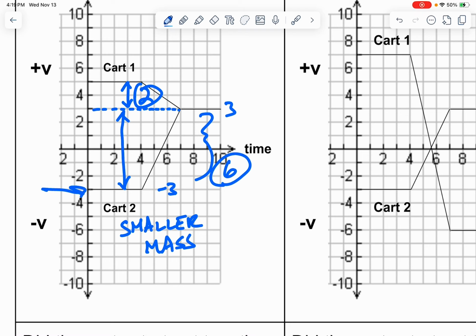If you have a small object hitting a big object, that heavier object is only going to move a little bit, and that's what we saw with cart 2. All right.